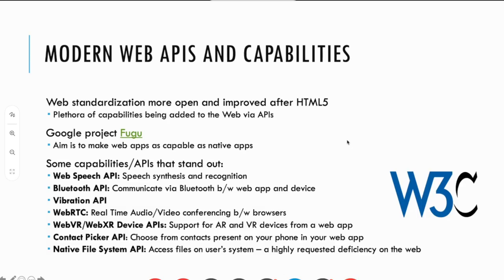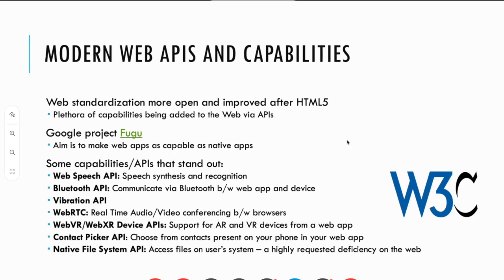Okay, so another development in this modern web world was the introduction of new APIs and capabilities, which was started by HTML5 in the past. Because the standardization process became more open and community-based, even the browser vendors like Google Chrome and Firefox could work on technologies of their own, and finally take them for standardization. And that's what Google's Project Fugu is. So Google has a project which is basically about adding new capabilities via APIs to the web. And the final aim is to make web apps as capable as native apps.